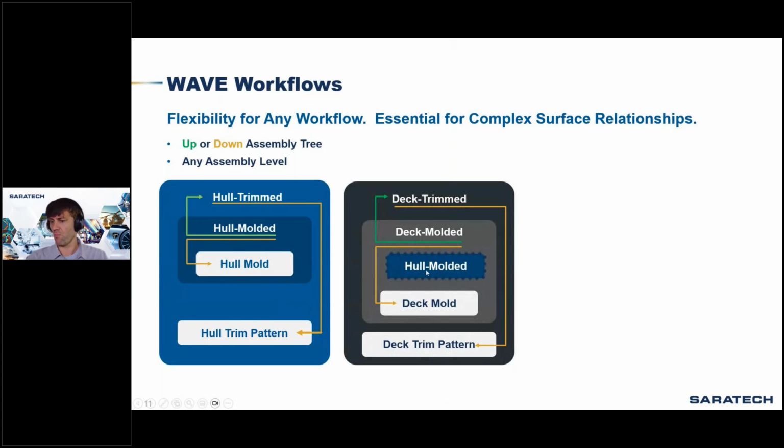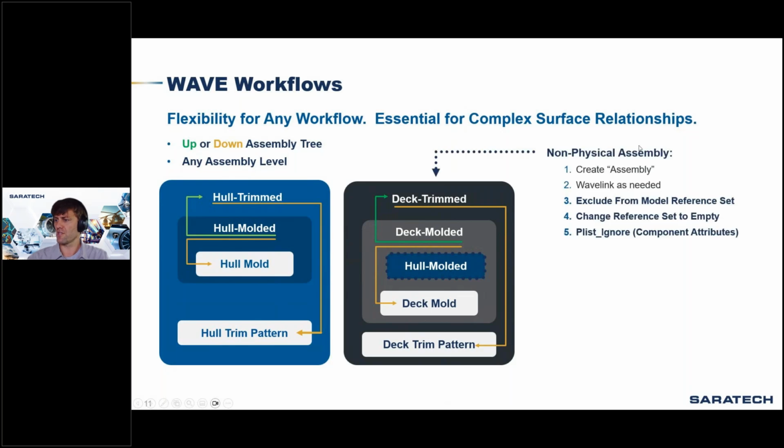foundation is going to be your whole molded, like for the shear line, right, where the rub rail goes. So I'm going to build what they would call an artificial assembly here. I'm going to pull the hull in, and then I'm going to start defining the molded deck, and then again, deck molded and trimmed. And so this is what I would call a non-physical assembly. The hull molded doesn't actually exist in the deck, but I put it there, and then the step is you wave link as you need, then you exclude it from the model reference set, you change its reference set to empty, and then you can do a parts list ignore in the component attributes, so your parts list is accurate.